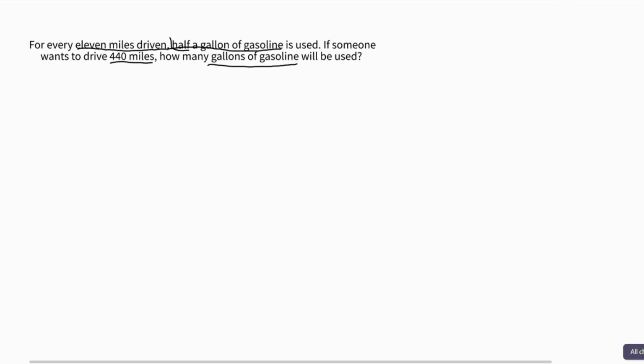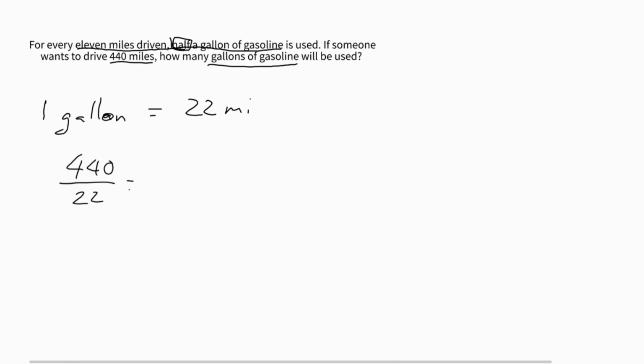Now remember that this isn't a full gallon of gasoline, it's half a gallon. So per 1 gallon of gasoline, we have to double the amount. So 11 times 2 is equal to 22 miles. Now if we have 440 divided by 22, we are left with 20. So we know that 20 gallons will be used.